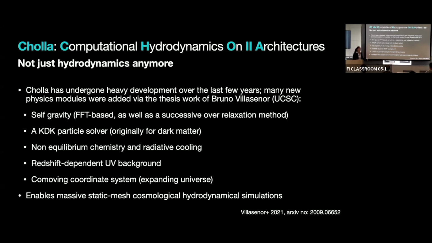In other words, when I finished graduate school, Cholla really was a hydrodynamics code that maybe could do some cooling. And Bruno added a self-gravity module. Our primary self-gravity module is FFT-based, but there's also a relaxation method. A particle solver, which he wrote originally for dark matter, but we've updated it so you can use it for things like star particles. A non-equilibrium chemistry and radiative cooling module, think something like Grackle. A UV background, a co-moving coordinate system, right? In other words, everything you need in order to run big cosmological boxes. And later in the presentation, I'll show you some of Bruno's cosmological boxes. They are very beautiful. And so when I later show you plots that have all these other physics on them, and I've only mentioned hydrodynamics, that's where it came from.